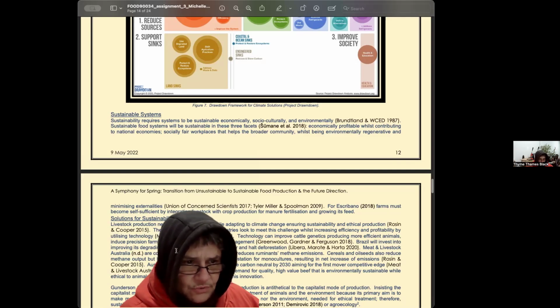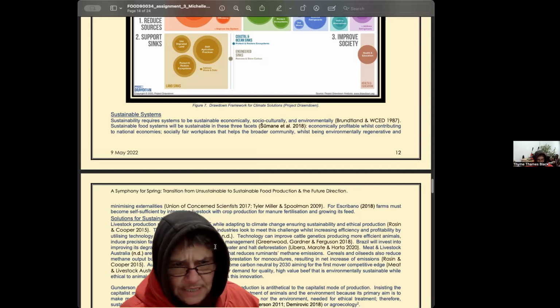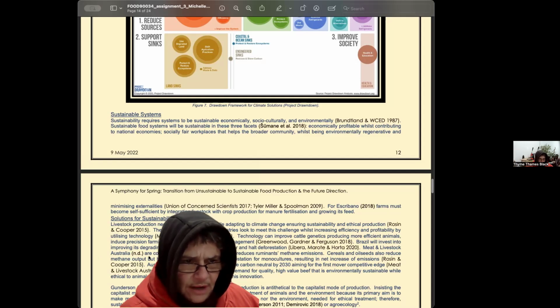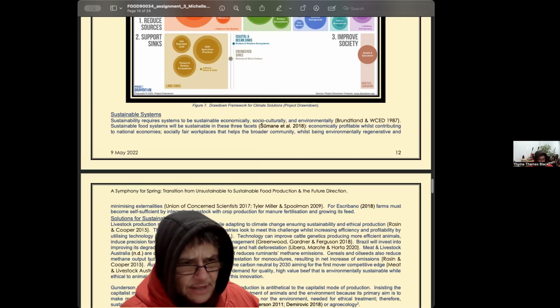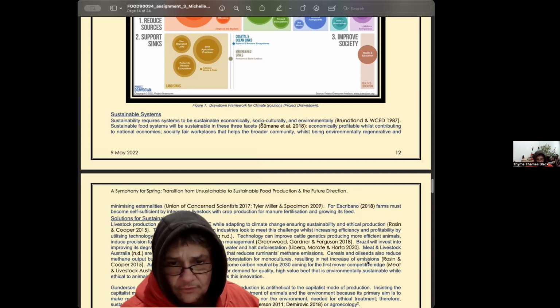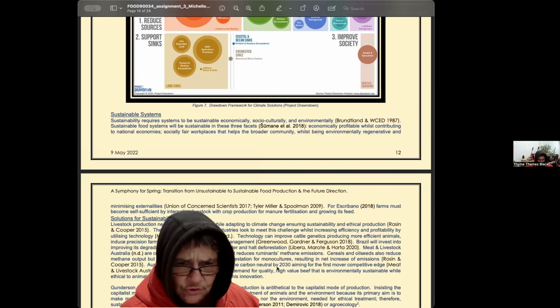Brazil will invest in improving its degrading soils along with fencing and water, and halt deforestation. Meat and Livestock Australia are commercialising a seaweed feed that reduces ruminants' methane emissions. Cereals and oilseeds also reduce methane output but have trade-offs, incentivising deforestation for monocultures, resulting in a net increase of emissions. Australia is leading global beef to become carbon neutral by 2030.